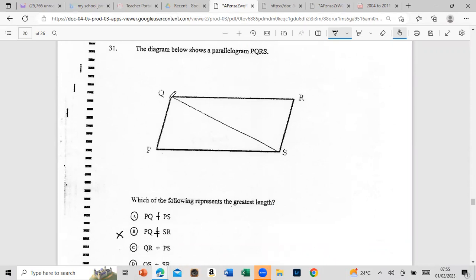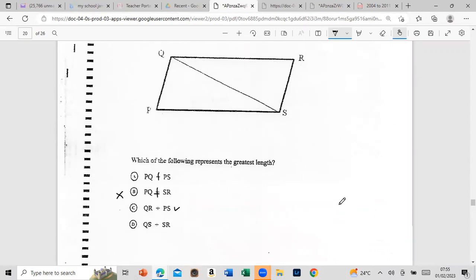QR plus PS. Yeah, that's that. This one has the lead so far. Let's see the final one. QS, which is the diagonal, plus SR. This one was PQ, which is this, plus PS. All right, so this and this, that's not the long way, so we can eliminate.